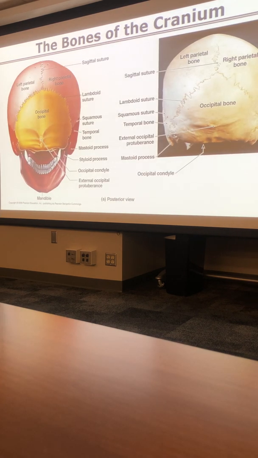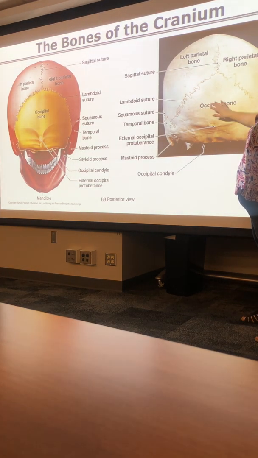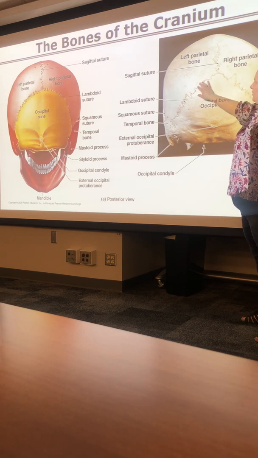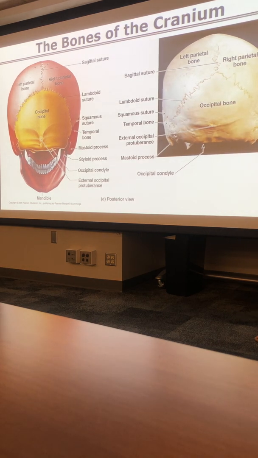Posterior view of the skull. From this posterior view, you can see the two parietal bones and the occipital bone. You get a very good view of the lambdoid or lambdoidal suture, and also the posterior portion of the sagittal suture.